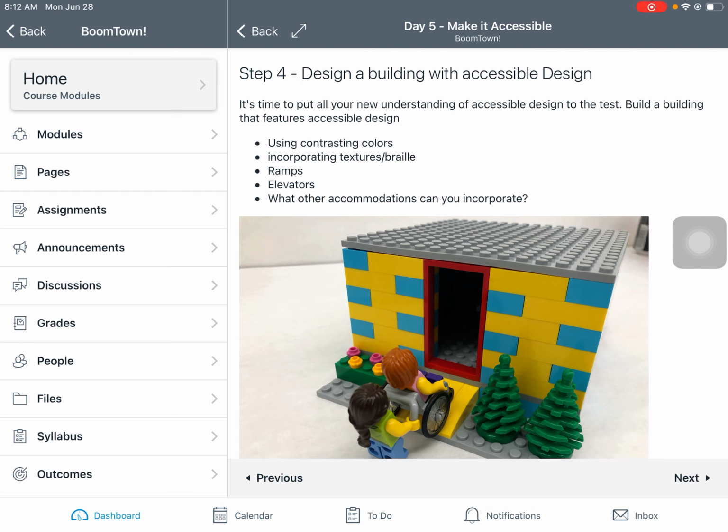And I hope you guys have a great time. And the next time you guys go into a store or a public building, I want you to look around and see all of the ways that accessible design was incorporated. All right, have fun today.